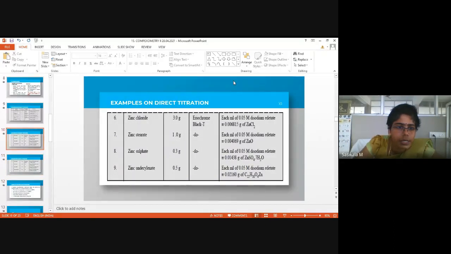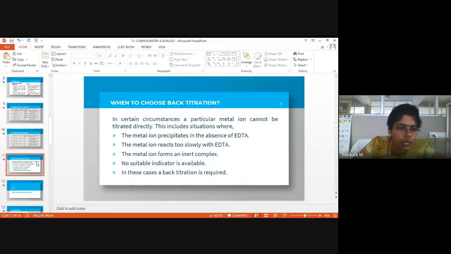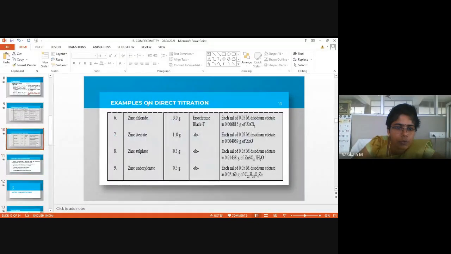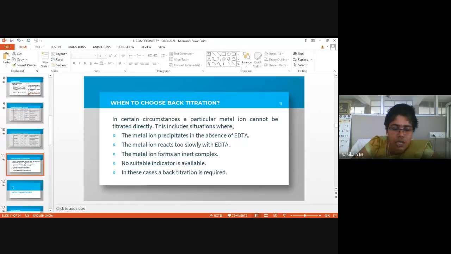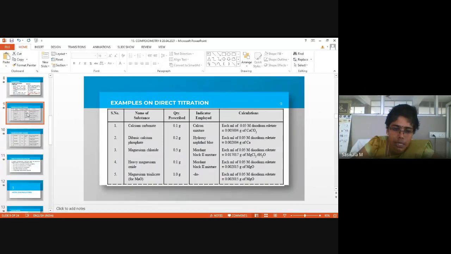Sorry, this is not an example of back titration. I have not found a tabular column like this for back titration, so I have given it only for direct titration. Even in your syllabus, the two chemical substances mentioned for titration follow direct titration only. Okay.